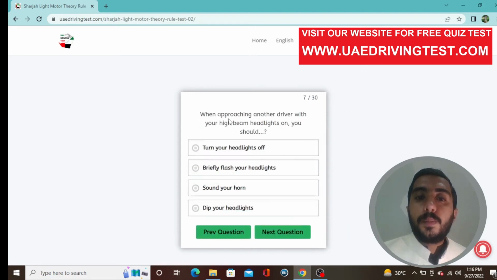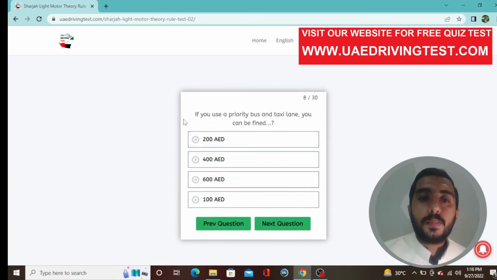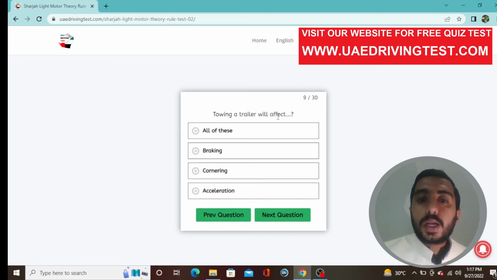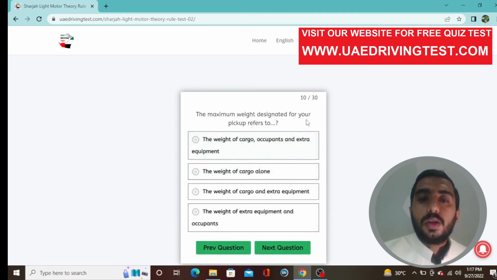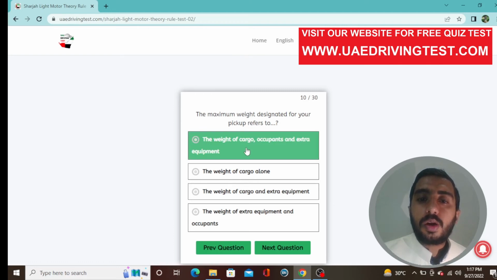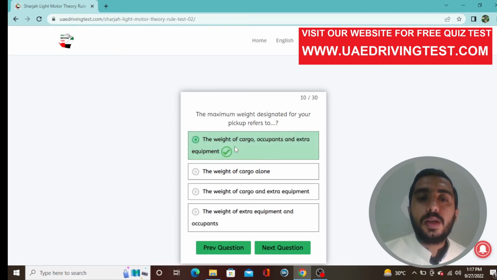Next question. When approaching another driver with your high beam headlights on, you should dip your headlights. Option D is the correct one. Next question. Question number 8 is if you use a priority bus and taxi lane, you can be fined. You can be fined almost 600 AED. Next question. Towing a trailer will affect all of these. Option A is the correct one. Next question. Question number 10 is the maximum weight designated for your pickup refers to the weight of cargo, occupants and extra equipments. Option A is the correct one.